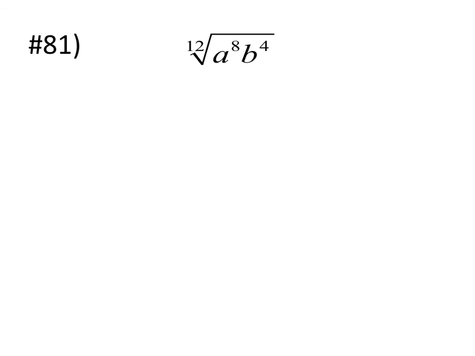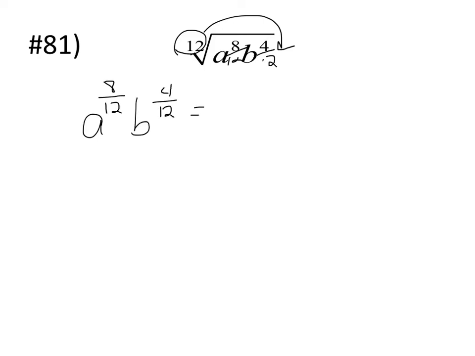Okay? So the first thing we're going to do here is we're going to take this 12 and take it to the back and make it the denominator of both. So this becomes a to the 8/12, b to the 4/12. So if I reduce this, I get a to the 2/3 because they both have 4 in common, b to the 1/3 because they both have 4 in common.